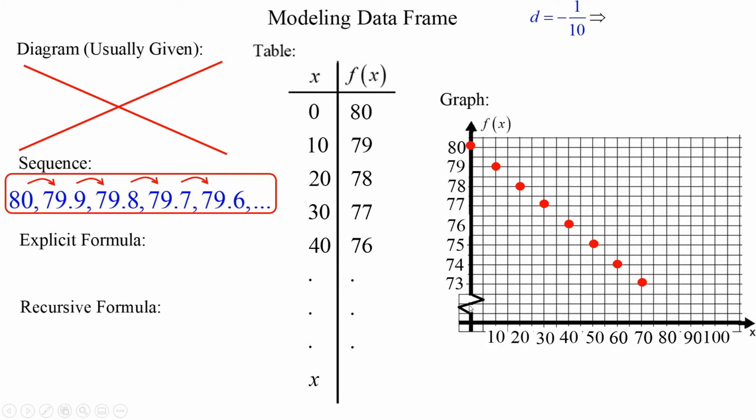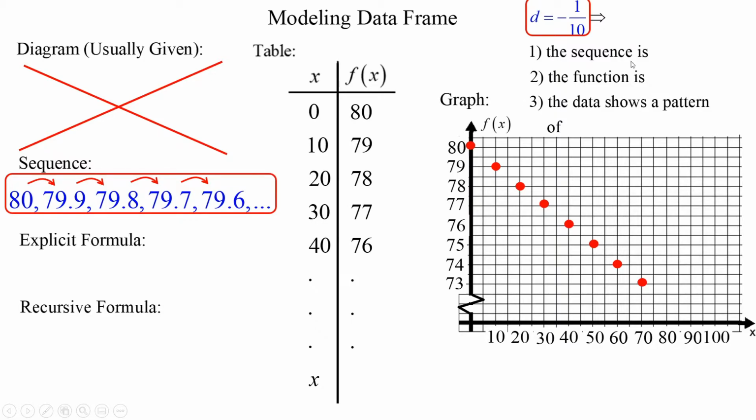Okay, so now let's talk a little bit about what this graph is telling us. Common difference, all right? That tells me all kinds of things about the sequence and the function. So if I have a common difference, isn't the sequence arithmetic? And if I have an arithmetic sequence, isn't the function going to be linear? That looks like a straight line to me.